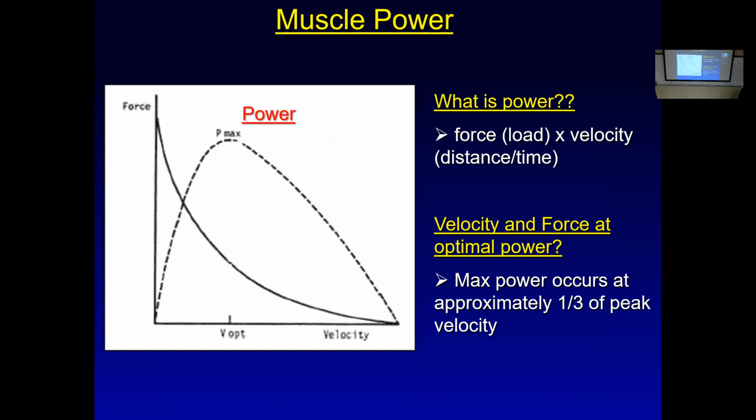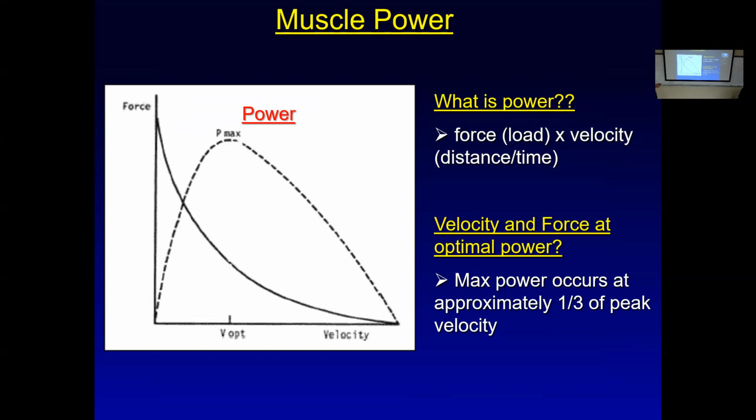We don't talk about this very much in class, but it's really important for people that are interested in sports. Muscular power is in some ways the application of force production at a certain velocity. In the dark line here, we've got force on this axis, velocity on this axis. This is the concentric force velocity curve. But if you multiply force by velocity, which gives us power, load or force multiplied by velocity, we get this inverse curve. And this inverse curve is the power curve.